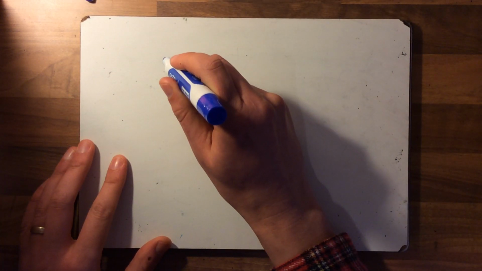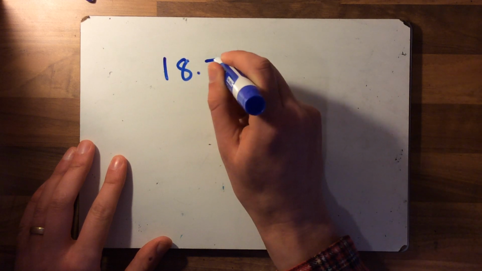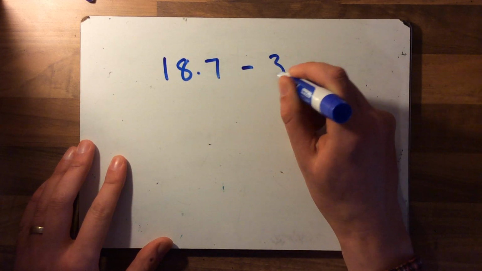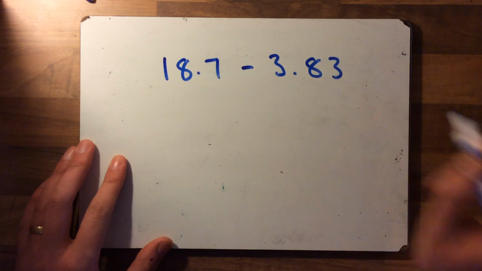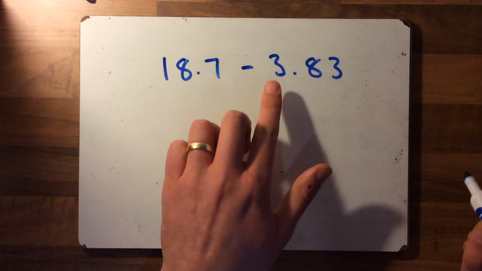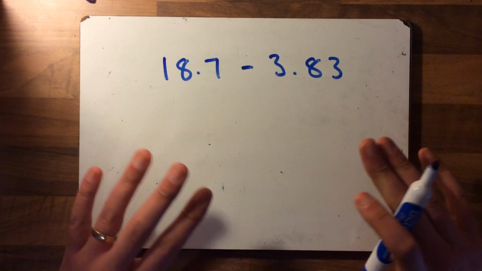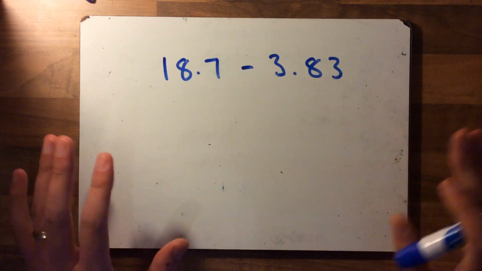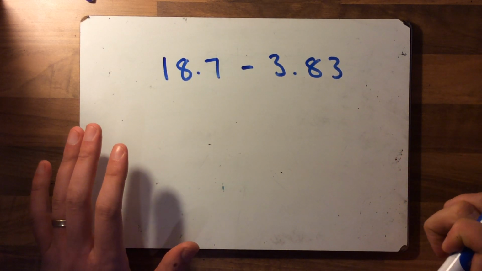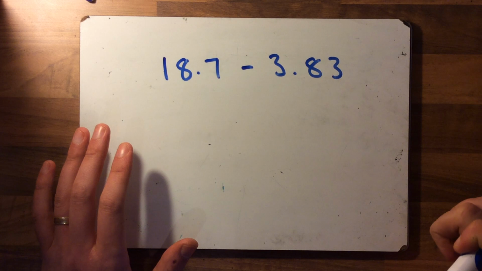So that's addition. Now subtraction is exactly the same, that golden rule of decimals again. So let's have a go at this one. 17.8 subtract 3.83. Now it's always a good idea to have a rough estimate of what you think the answer is going to be.